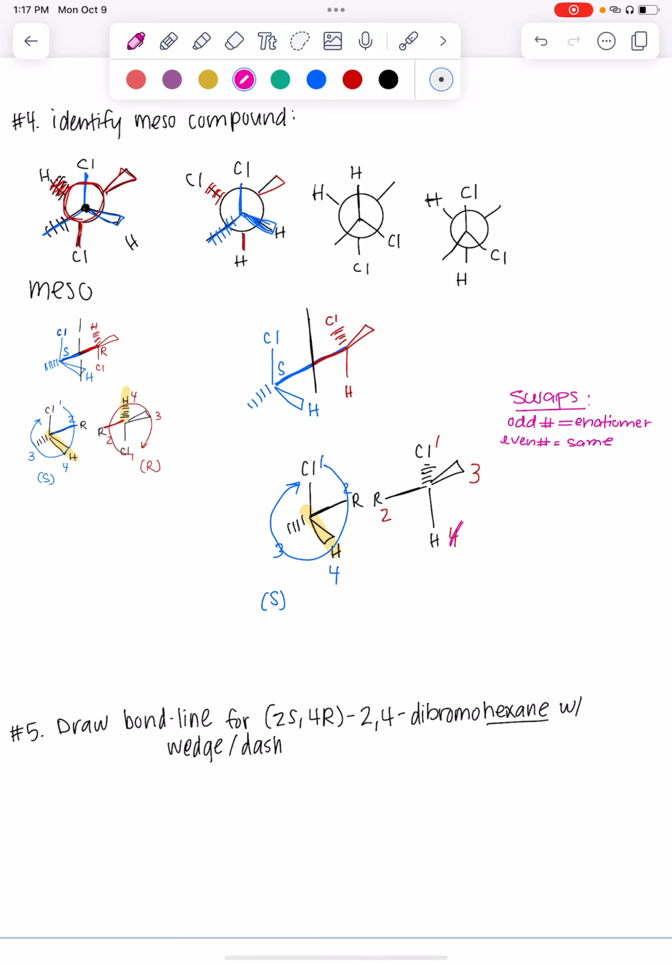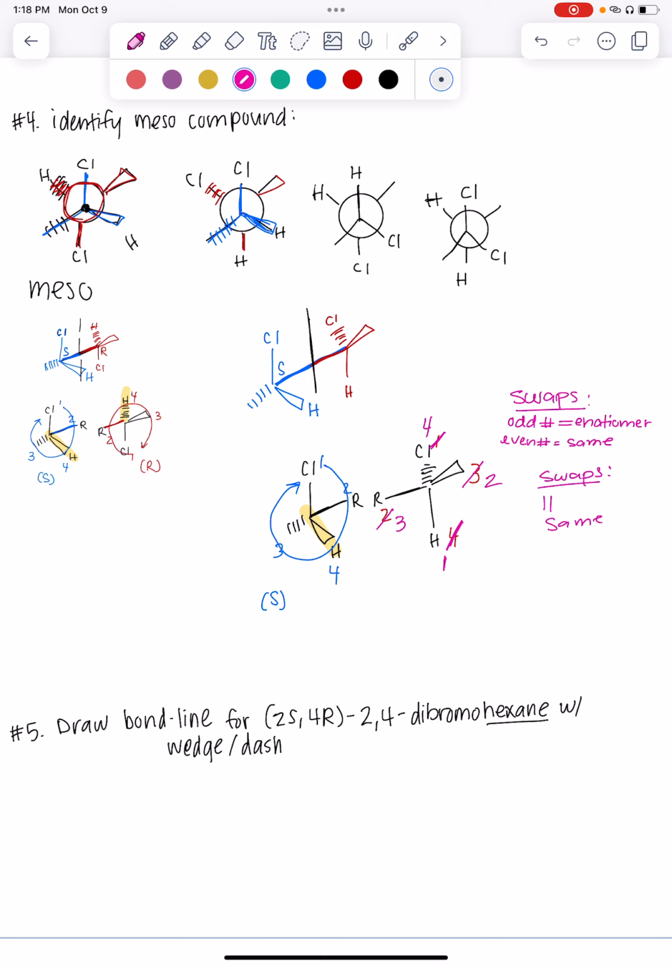Let's take the H, because it's our first priority, and let's put it in the back where the Cl is. So we've got 4 there, and now we've got 1 here. That's 1 swap. So we're going to keep track of our swaps. We've made 1 swap. Now let's swap again. I'll put 2 here and 3 here. Now we've done 2 swaps, so we should be back to the same compound.